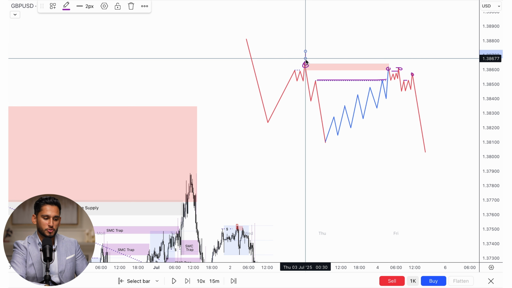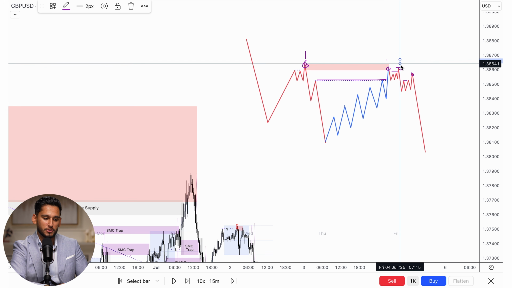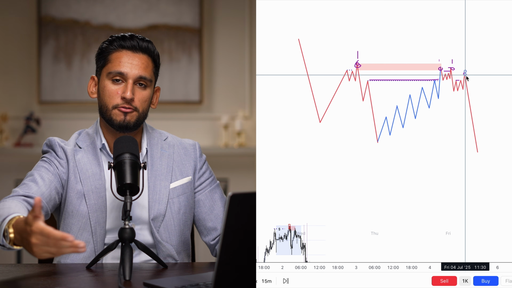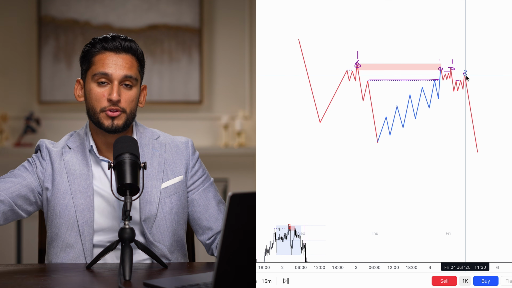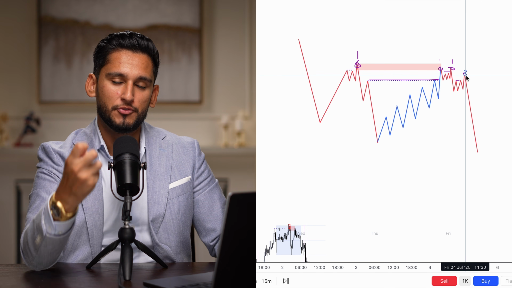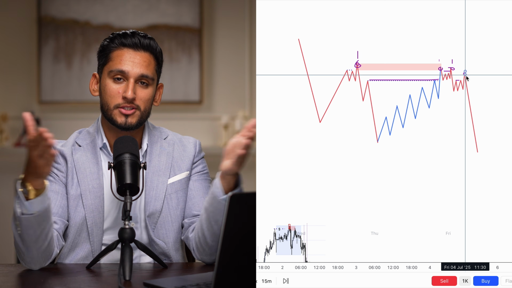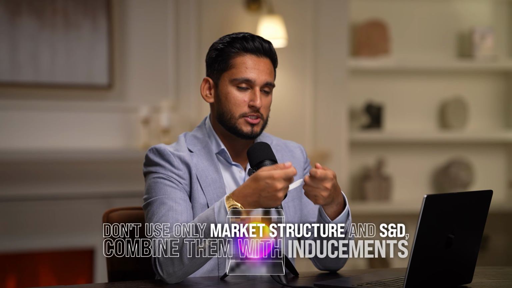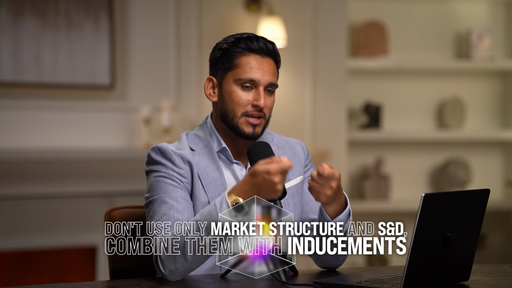So all of these inducements are maintaining the real trend, inducement 2, inducement 3, you use the dominoes. Inducement number 1 makes the first domino fall, then the second, then the third, then the fourth. You follow market structure and trend, but you support and enhance it with inducement reading to see where is the narrative, where is the context, where is the control, where is the market going. Don't use market structure and supply and demand alone. Combine it with inducements to see the language of price, the reality of intentions.